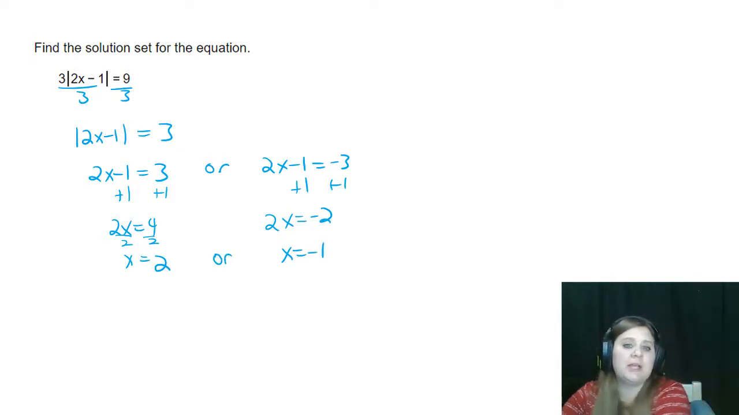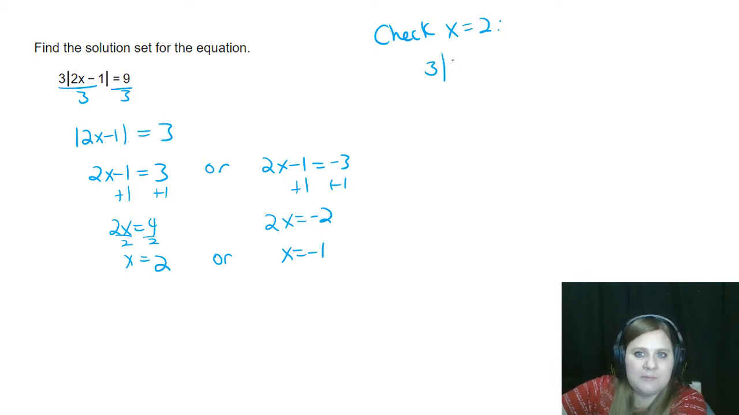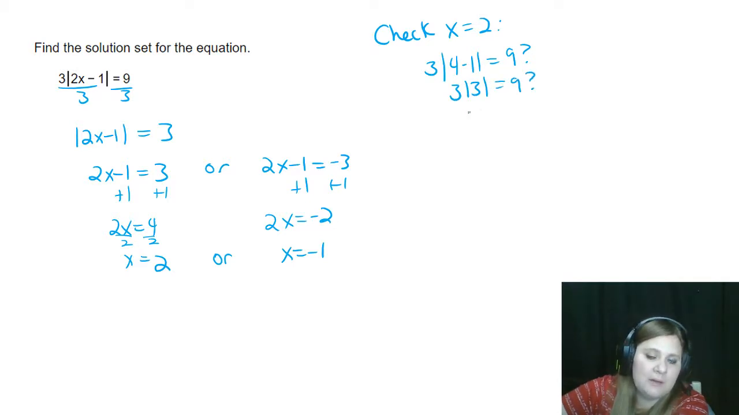Do remember to check your answer, okay? So if we check x equals 2, we'll have 3 times the absolute value of 4 minus 1 equals 9. 3 times the absolute value of 3 equals 9. 3 times 3 equals 9 is true.